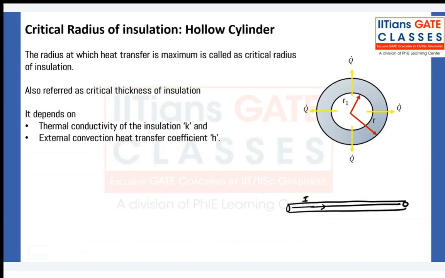Now, based on the thickness of the insulation, R, the heat transfer may increase or may decrease. When you increase R, the heat transfer increases and it becomes maximum at a certain radius. After that, it starts decreasing. So the radius at which it is maximum is called the critical radius of insulation. At that insulation radius, heat transfer will be maximum. So the temperature of the wire will be minimum, and the losses will be minimum.